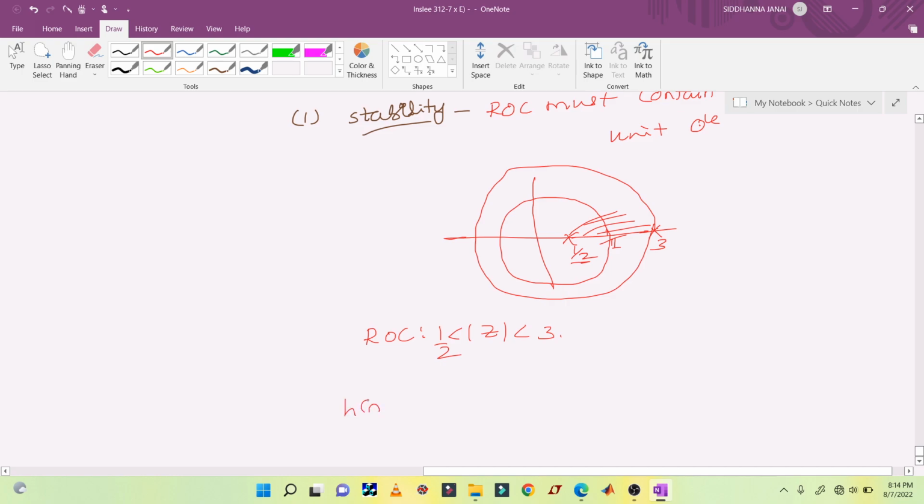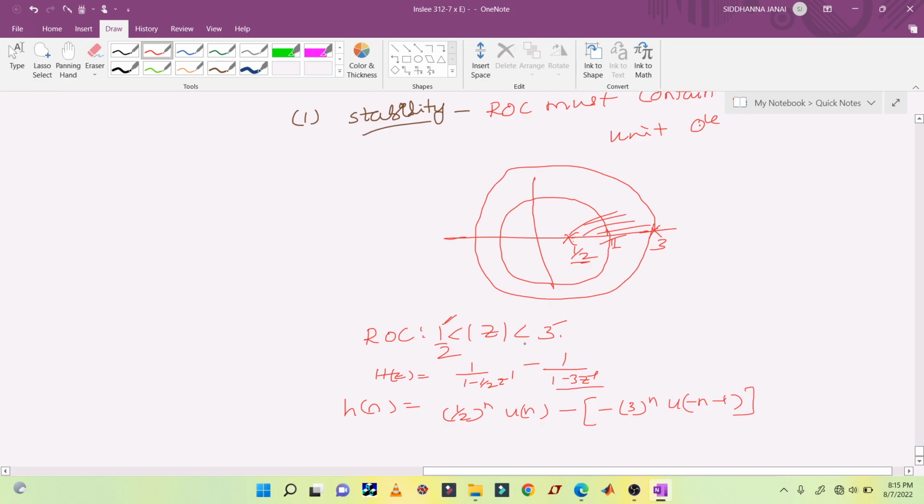For this, what is h of n? We know H of z is already calculated: 1 divided by 1 minus 1 by 2 z inverse, minus 1 divided by 1 minus 3 z inverse. So this is right sided. Greater than 1 by 2 means this is right sided, whereas this is left sided. That's why h of n would be 1 by 2 to the power n u of n, minus, in brackets, u of minus 3 to the power n u of minus n minus 1.